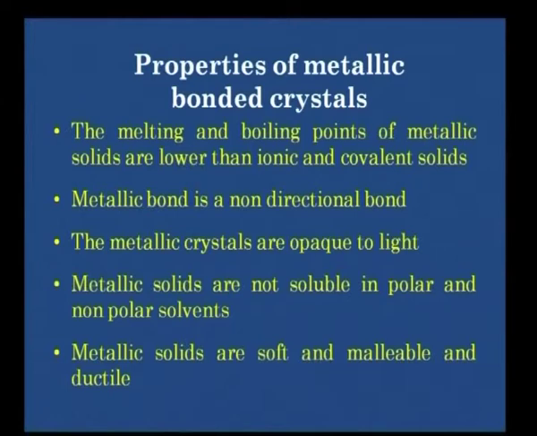The metallic crystals are opaque to light. You take a solid copper, right. You pass light, it is opaque, right, it is not transparent. Metallic solids are not soluble in polar and non-polar solvents. Metallic solids are soft and malleable and ductile, right. Ductility is again a very important property. They are ductile compared to your silicon, germanium, they are brittle, right.